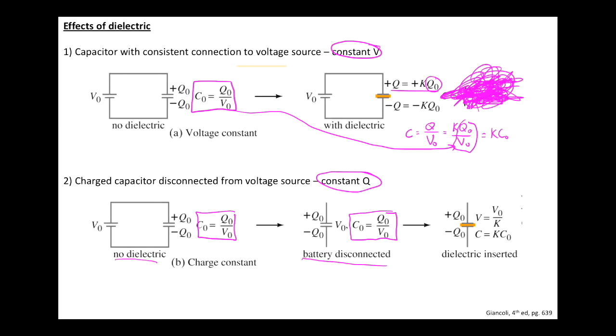And we can see that that's going to give us the exact same equation by doing something quite similar. So now the capacitance is Q naught over V naught over K, which just gives me K times Q naught over V naught, which is K times the original capacitance. So in both situations, either an increase in charge when I have a constant voltage or a decrease in voltage when I have a constant charge results in a multiplication of the capacitance by K. Everything fits together.